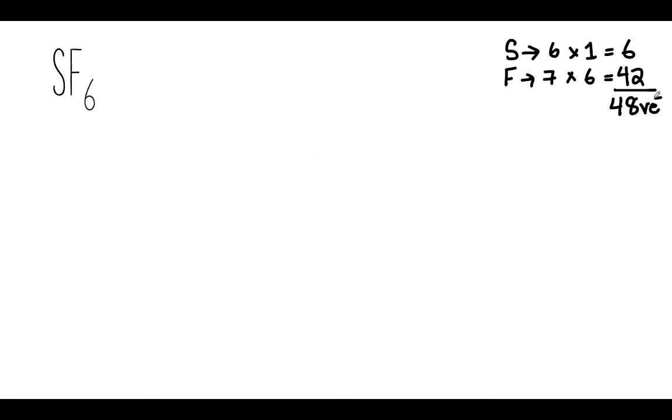Now for this third example, we're going to do the exact same thing. So sulfur has 6 valence electrons. There is 1 of it. And fluorine has 7 valence electrons. There are 6 of them. So it is 42 electrons. If I add these two numbers together, I get a total of 48 valence electrons in my bank of electrons to use from.